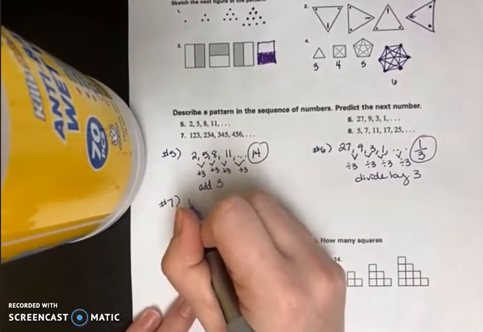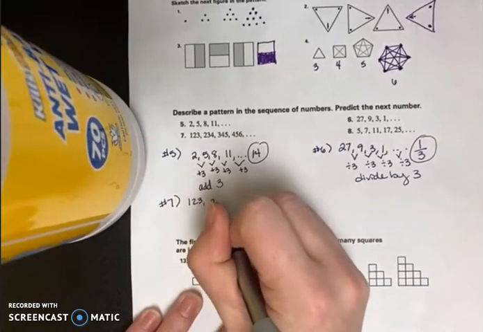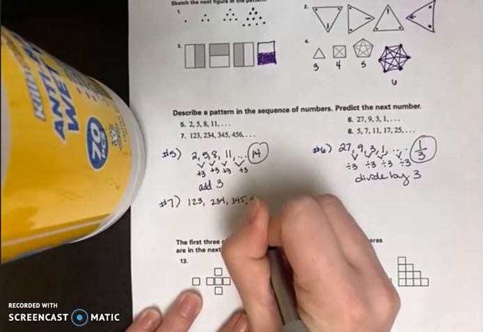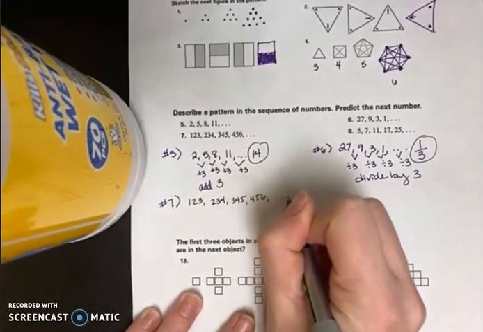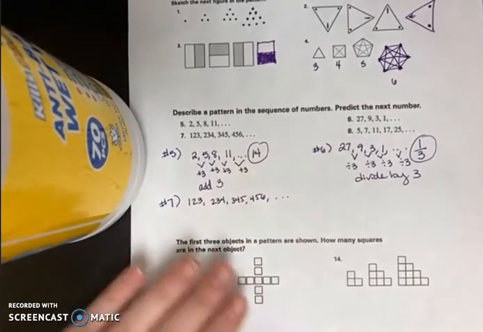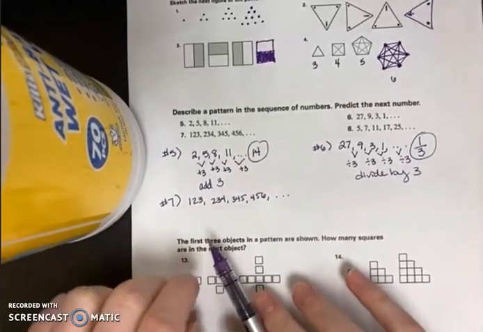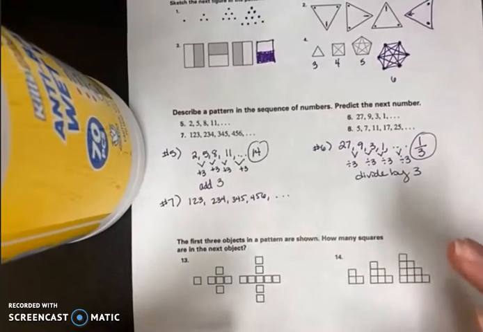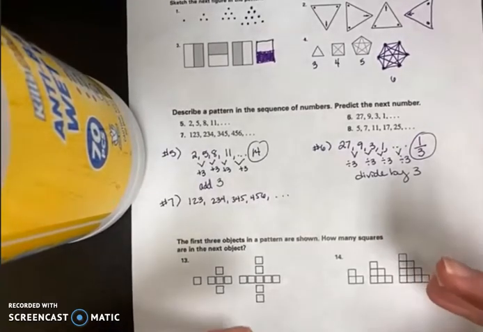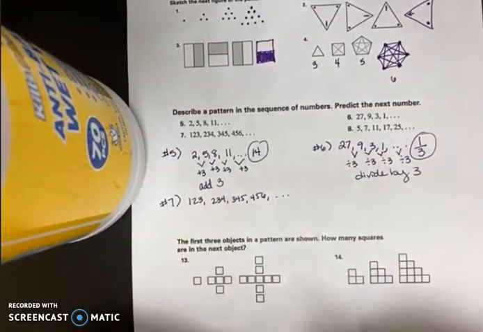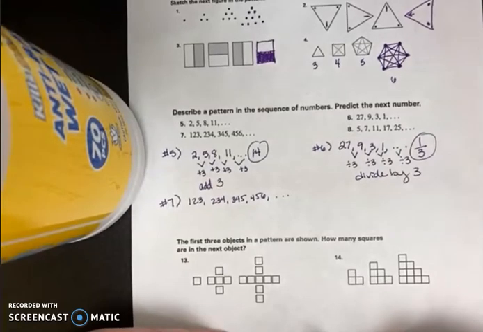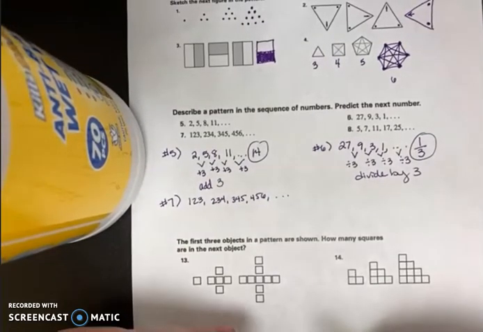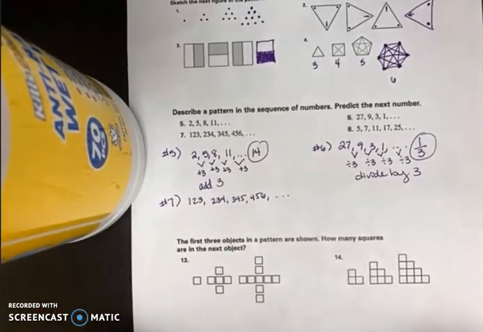Next, we have a pattern of 1 2 3, 2 3 4, 3 4 5, 4 5 6, and I want to predict the next number. With this one, it's not really adding or subtracting or multiplying or dividing that I notice here. What I'm seeing is a pattern in the digits themselves. So you can see each one has 3 digits.